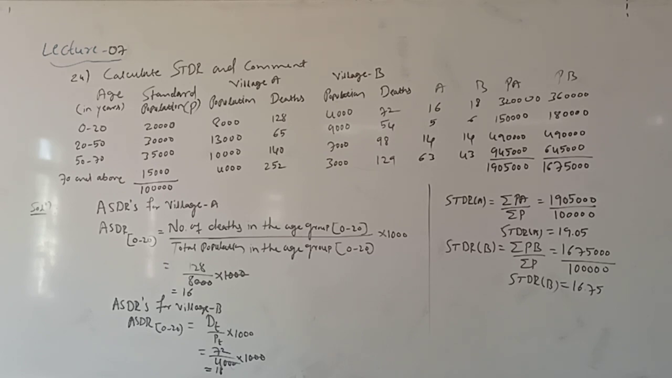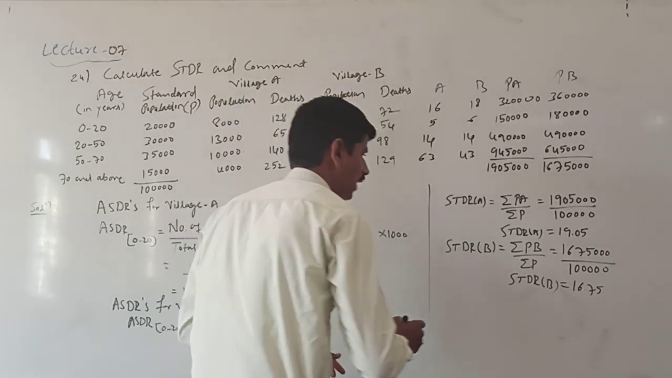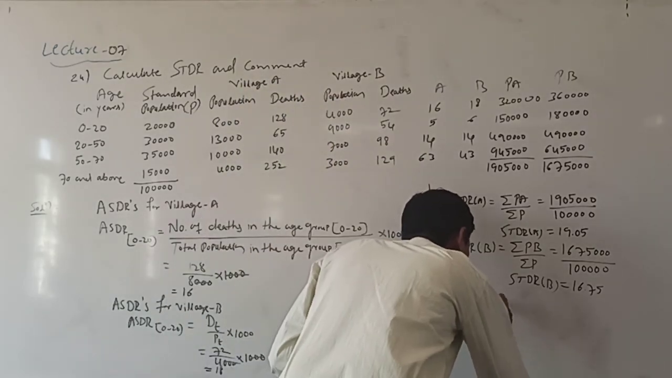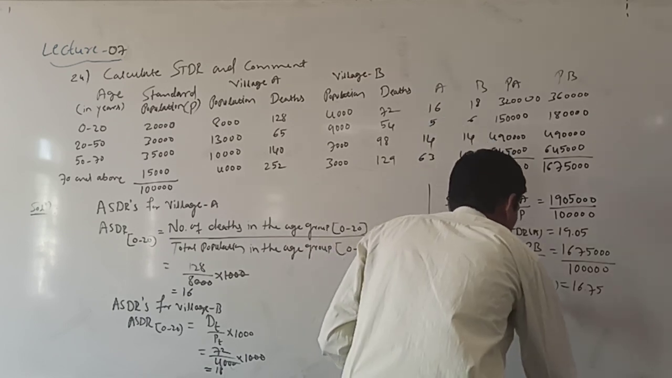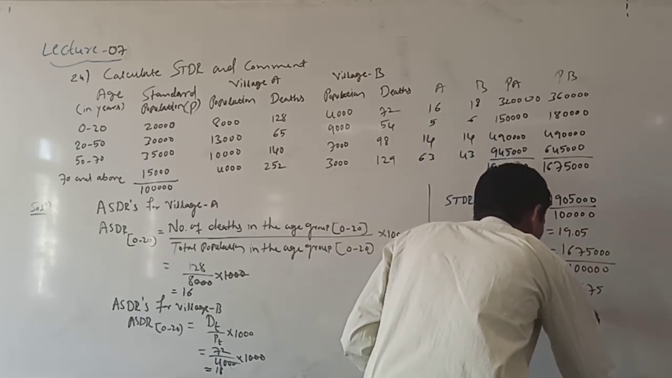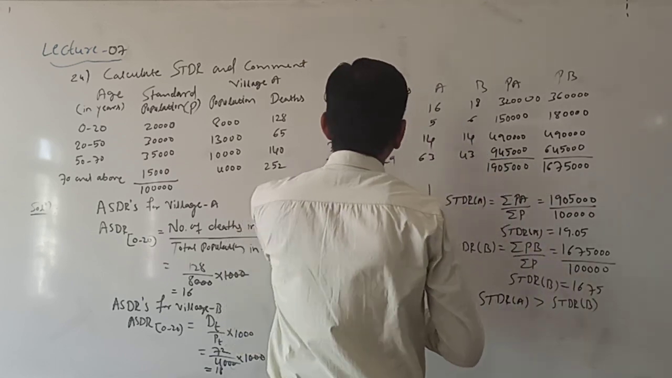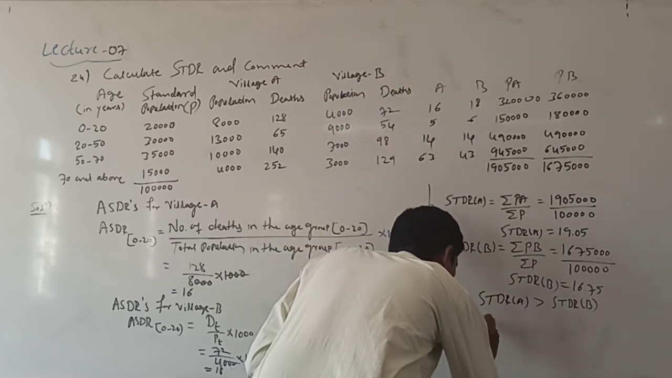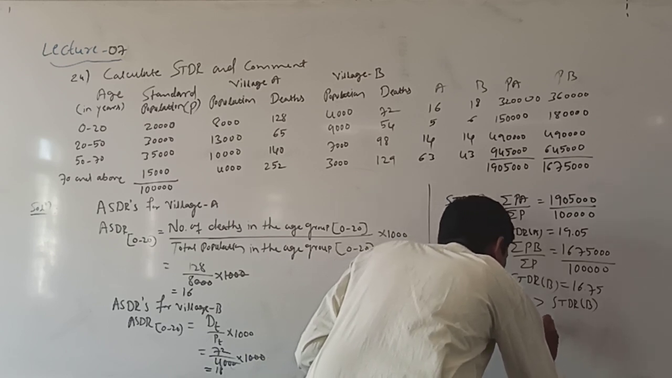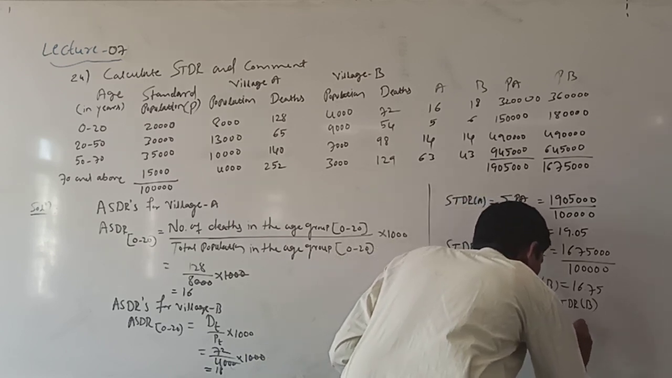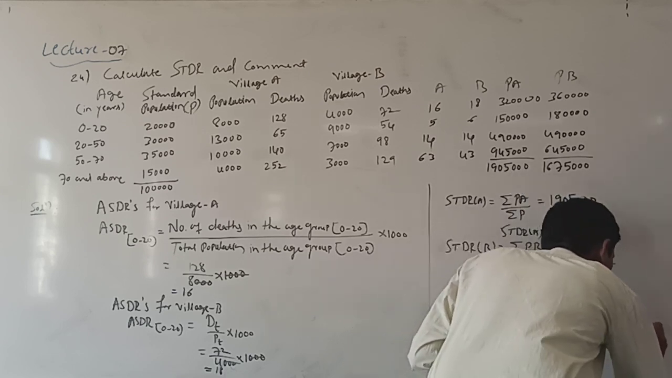Okay, next comment on the result. Comment here: STDR for A is greater than STDR for B. Therefore, village B is more healthy population.